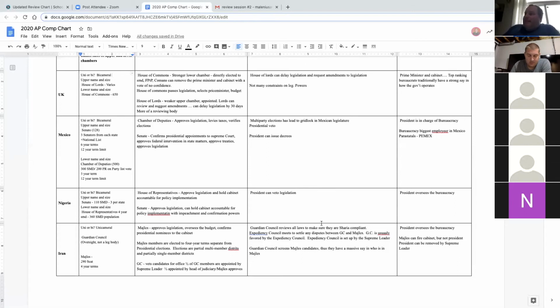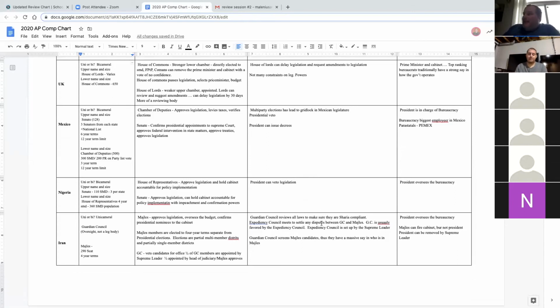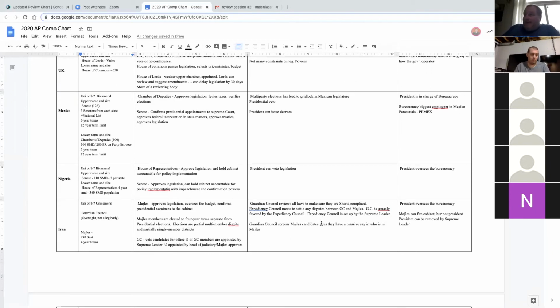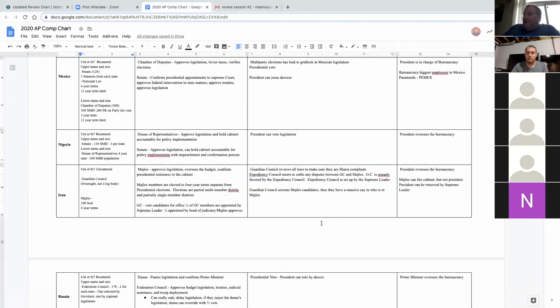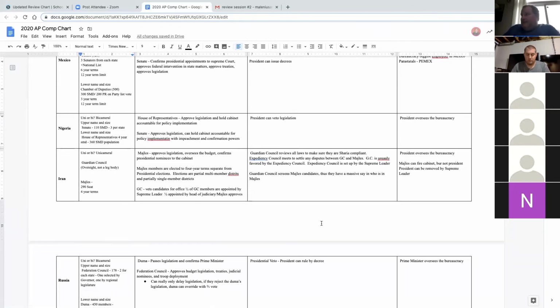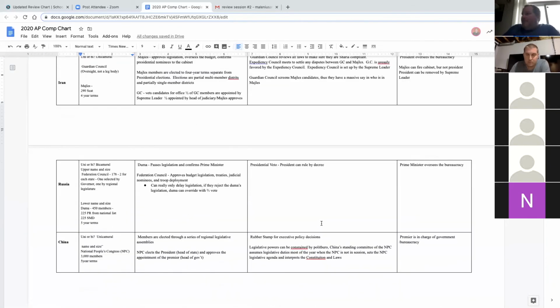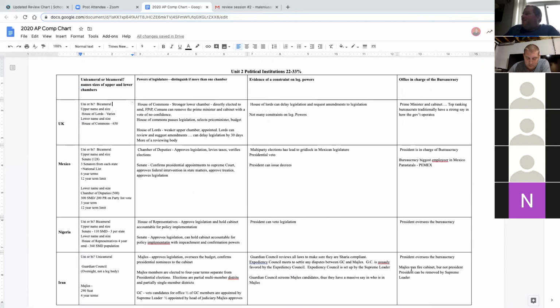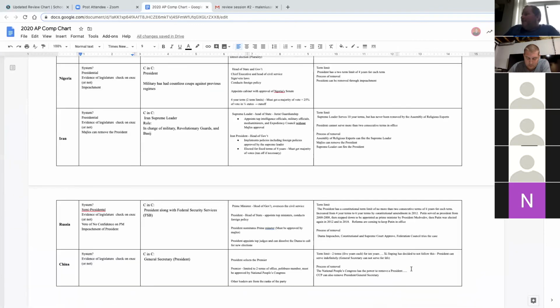A lot of presidents can basically veto a law, right? Some presidents, like in Mexico and Nigeria, can issue decrees. All right. So there are a lot of ways that the executive can check the power of the legislative branch. And then the next chart is just who's in charge of the bureaucracy. It's rather straightforward. Okay.